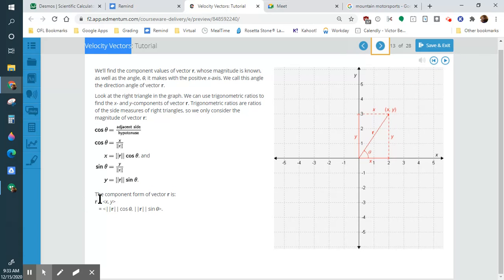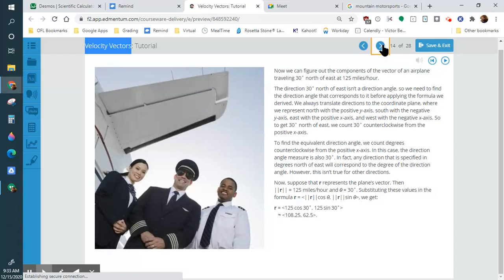So if we want to find the component form of a vector, it would be r is equal to x, y. And the way it's set up would be the magnitude, however long this r is, times cosine of the angle. And these two angles are the same thing. So that's why there's two different trig functions: one to use this angle to solve for x, one to use this angle to solve for y. All right, so now we can figure out the components of a vector.